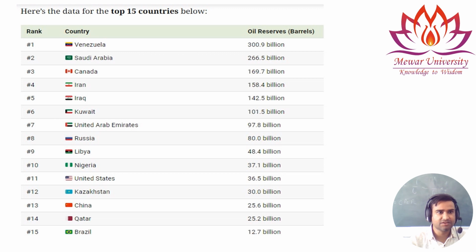Here is the list of the top 15 countries producing oil reserves around the world. First rank is Venezuela. Venezuela contains 300.9 billion of oil reserves. And at the last we have Brazil. This contains 12.7 million barrels of crude oil.